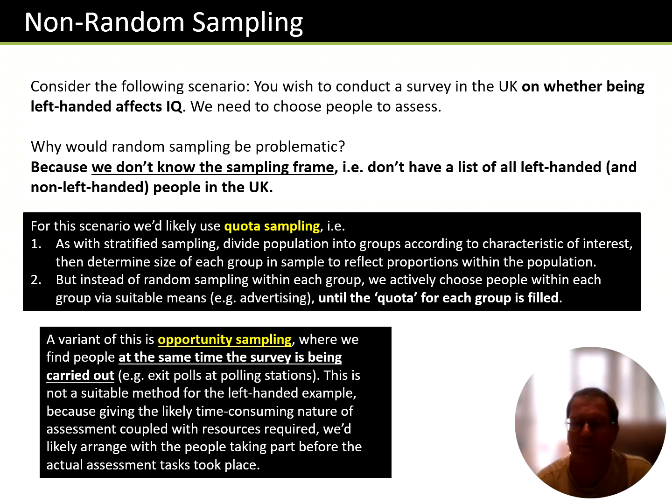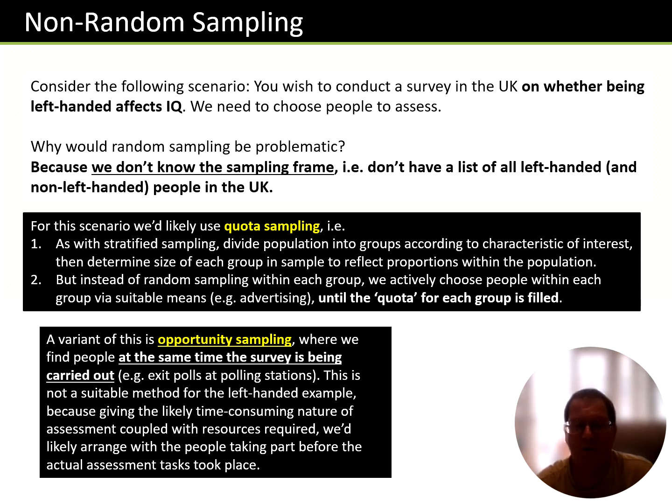So let's imagine that we wanted to conduct a survey across the UK on whether left-handedness has any relationship with IQ. We're going to need some people to assess, but we don't know the sampling frame. I don't have a list of all the left-handed people and the non-left-handed people in the UK, so that's going to be a bit tricky. So we can't do our random sampling or whatever with our sampling frame. So we have two versions of non-random sampling to look at.